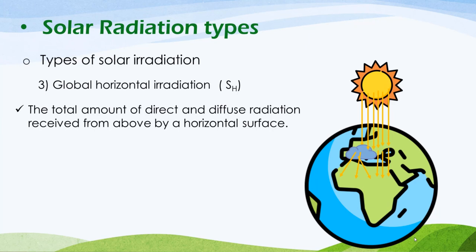And this S sub h is a very important type of the irradiation, as we make our design according to it. The global horizontal irradiation is a fixed value for each place on the earth, and we get its value for each month from some standard tables. And it's logical to base our design on the global irradiation, because not only the direct rays fall on the solar panels, but also the diffused rays participate in falling on the solar panels.